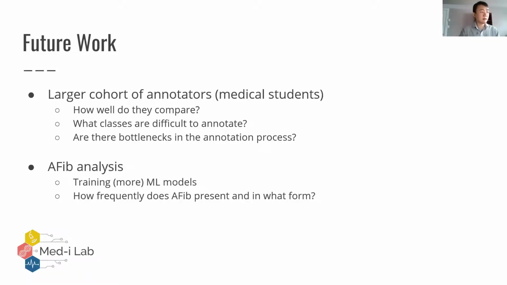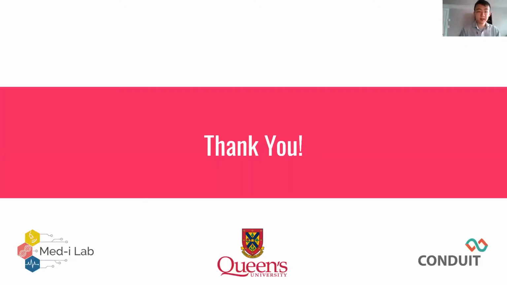Looking further ahead on the analysis side, obviously we want to see quantitatively and qualitatively how AFib presents and what it looks like. Does it always look the same, or are there some variations between patients or between maybe different parts of the ICU? We also want to obviously train more machine learning models on our own data at KGH to see if we can extend that and perhaps use that for future predictive analytics as well. So with that, thank you for your time.